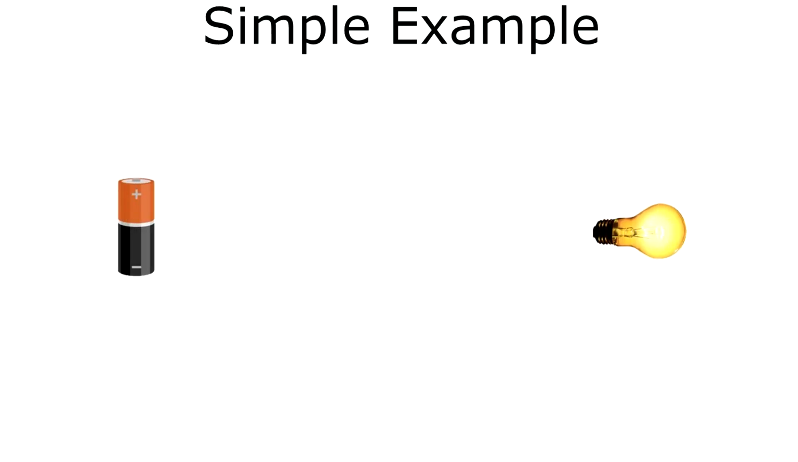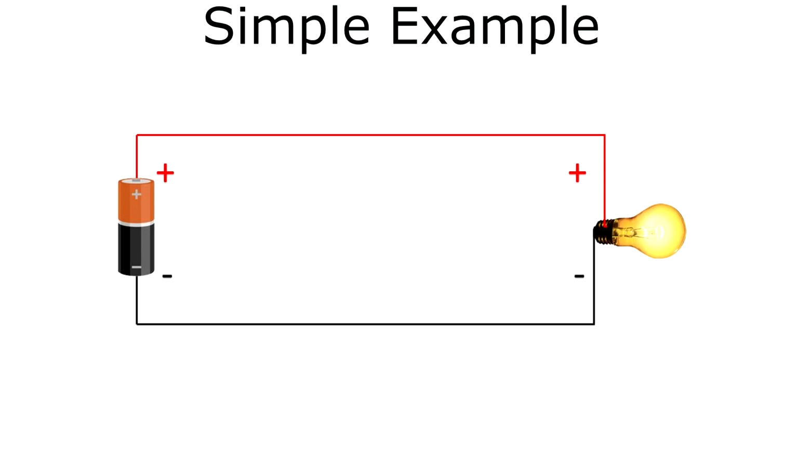Before we start, let us take a simple example to understand the flow of current in electricity. Suppose that we have a battery, which acts as a source of power, and we have a light bulb, which acts like a load. So, we need to connect them by two wires. One is connected with the positive side of the battery and the bulb. Another wire is connected with the negative side of the battery and the bulb.